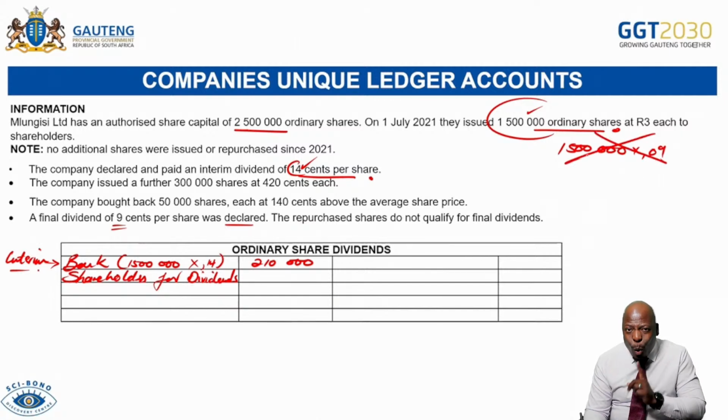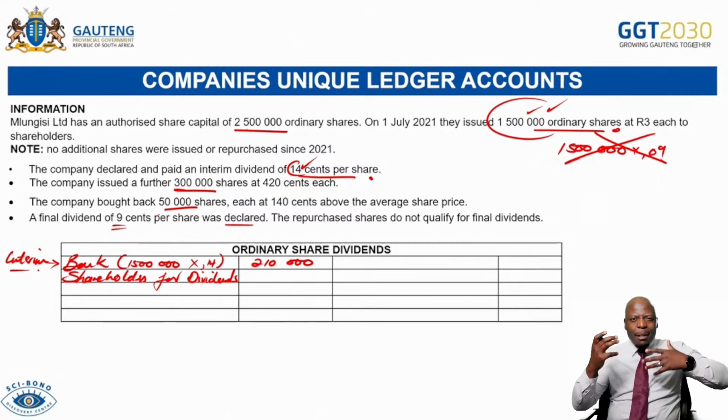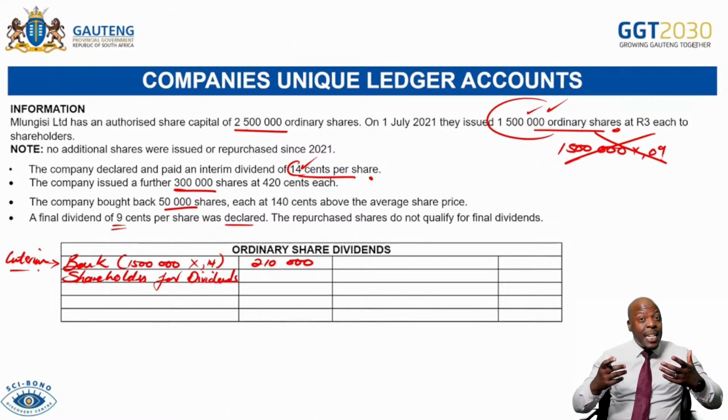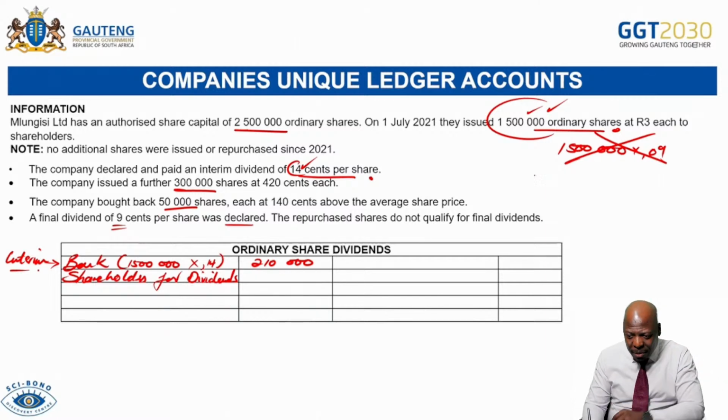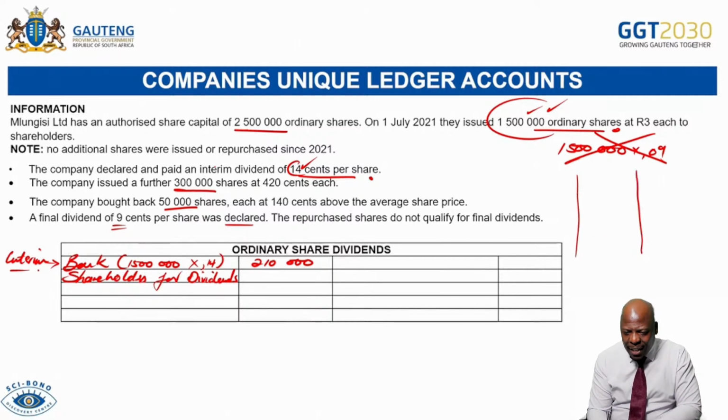Certainly not. Why? Because from this 1.5 million shares, the company has issued 300,000 shares more. The company has also bought back some shares, 50,000. So we need now to calculate how many shares we are having. I can visualize note number 7, so I can quickly come up here and have an extract of note number 7.